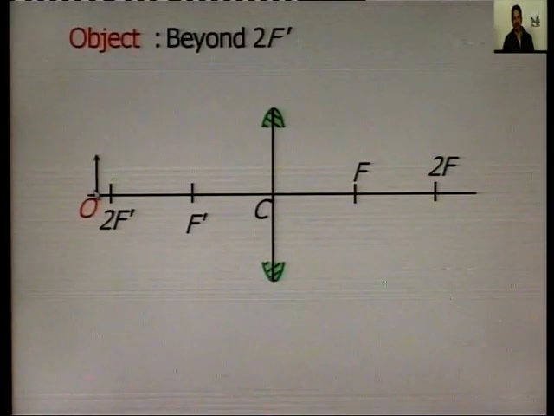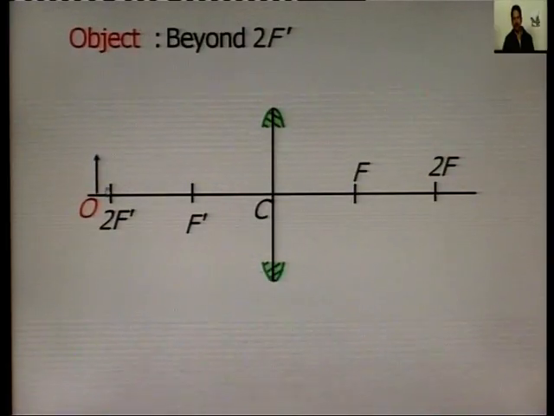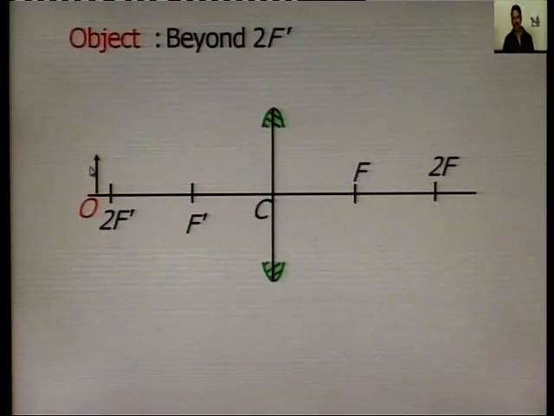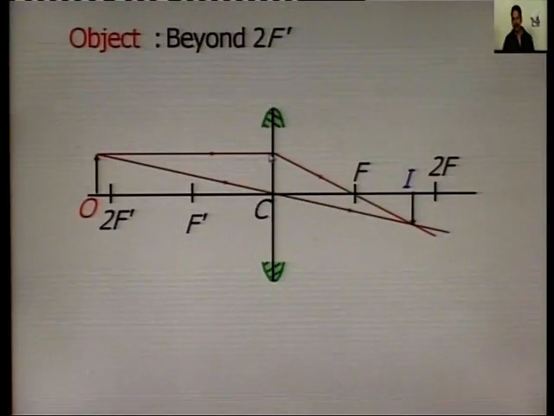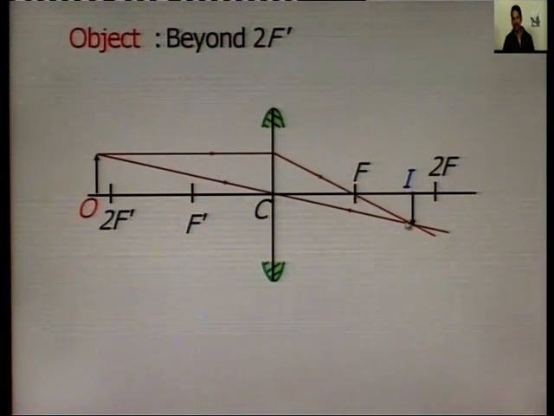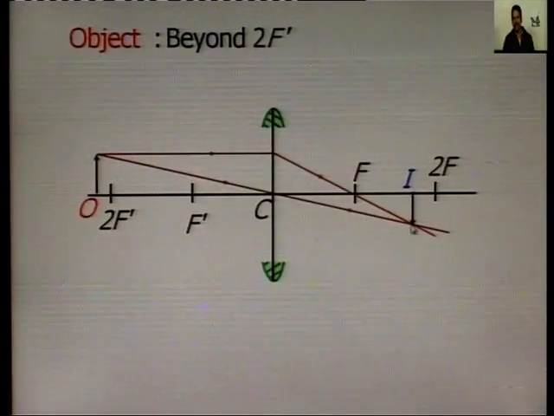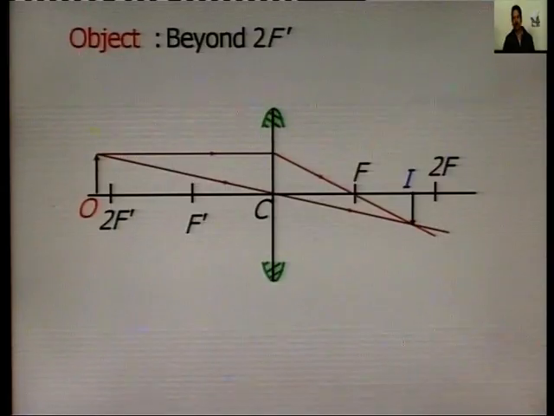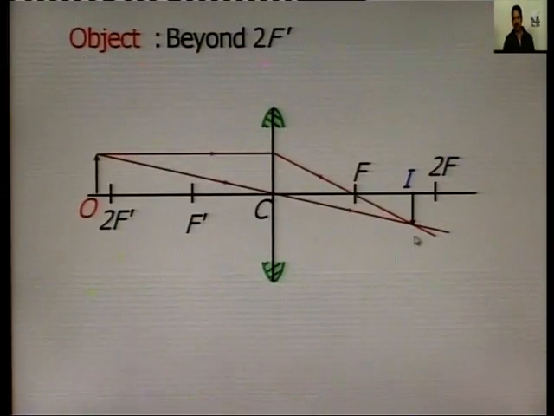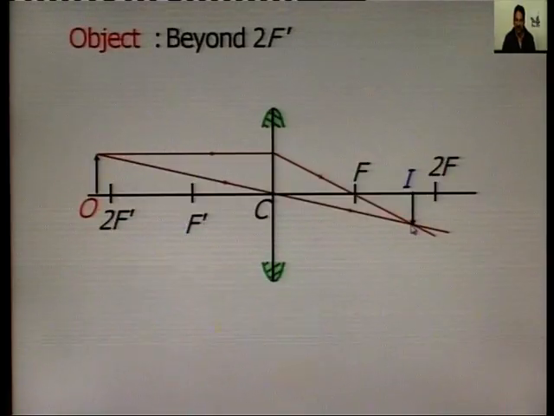Now, to construct image for this object, as I have already discussed, we will take a ray parallel to the principal axis, and after refraction through the lens, this ray of light will pass through the focal point. Second ray is taken to be passing through the optical center, and this ray will pass on undeflected. The point where these rays meet each other, the image will be formed. So, in this case also, the rays of light are actually meeting each other. So, a real image will be formed.